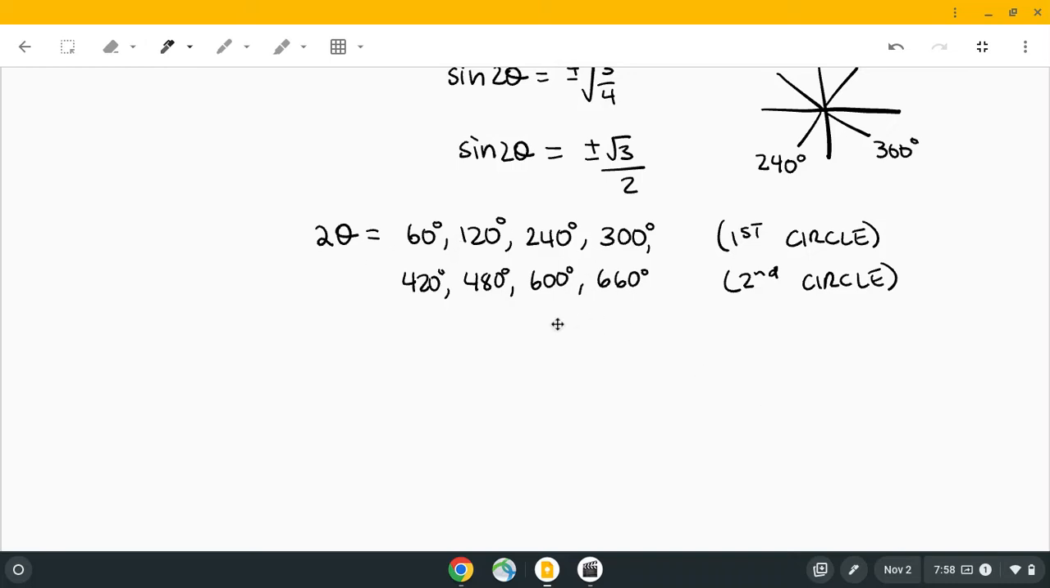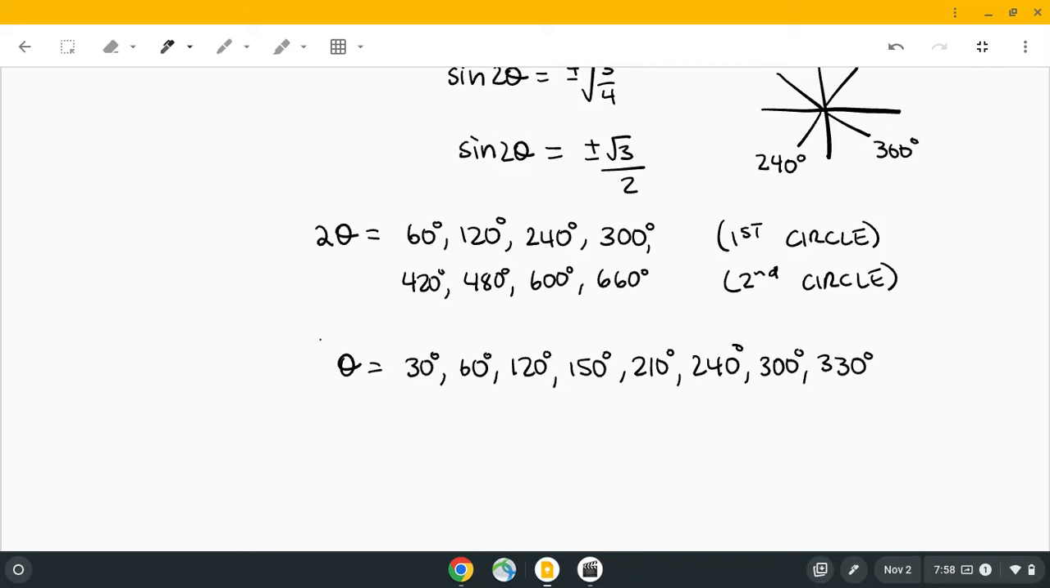Now we have everything. Clearly, we're outside of our 360 range, but that's okay because we are at 2 theta, not theta. So now let's solve for theta. Divide everything by 2. If I divide here, I get theta, and if I divide everything by 2, I get 30, 60, 120, 150, 210, 240, 300, and 330.